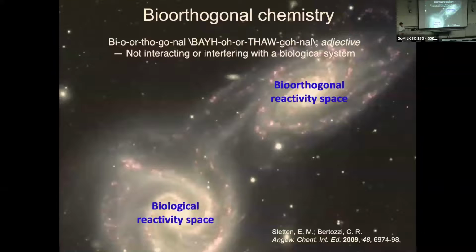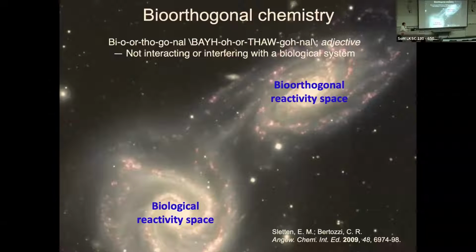So that's what led us to develop a new brand of chemistry, which we gave the title bioorthogonal. And people ask me, what does that mean? So here's an actual definition. Bioorthogonal chemistry we defined as being chemistry between two reactants that neither interact nor interfere with the biological system in which they reside.